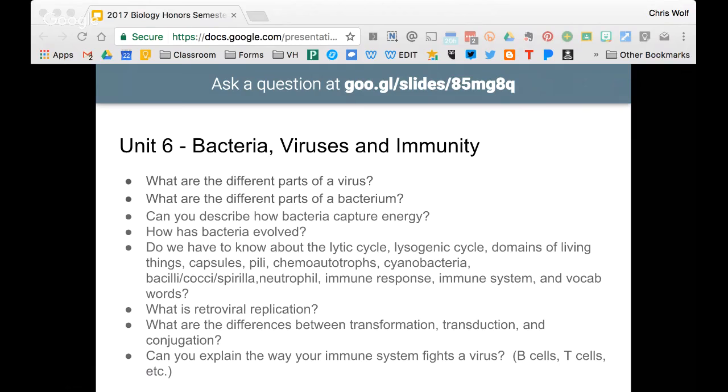Basically, we'd be interpreting a diagram. That would probably be the most likely question we'd ask you about the lysogenic or lytic cycle, or even a retrovirus. In terms of bacterial structures, like I see people talking about the pili, capsules and so forth, all those, again, are not going to be found on this final exam. Okay, we're going to be focusing on the immune system.